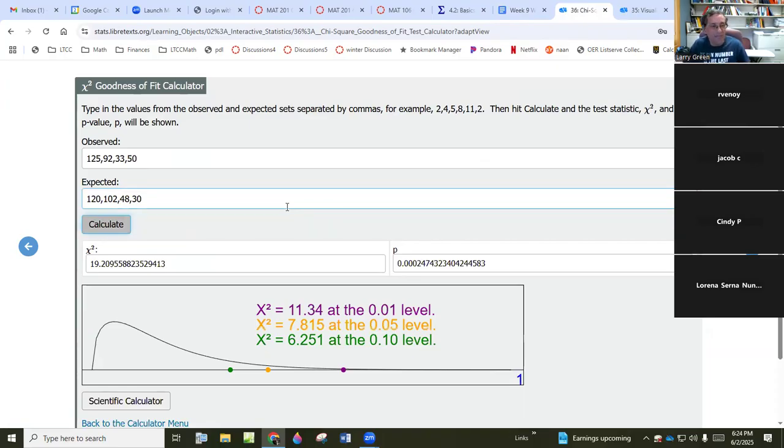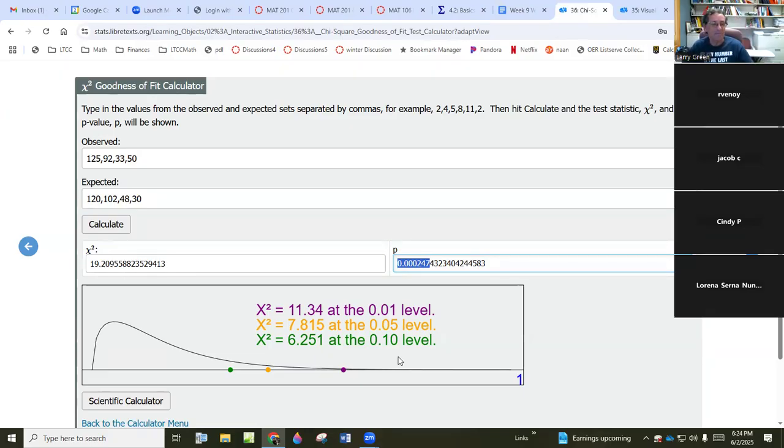And it gives us our test statistic, chi-squared, is about 19.2. And it gives a p-value of 0.000247-ish. Okay, it also shows some pictures. So this is the shape of the chi-square distribution. And that's what we've got.